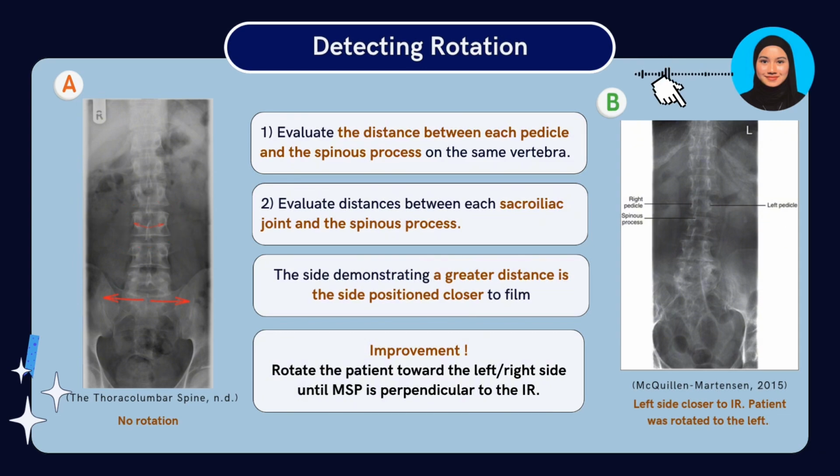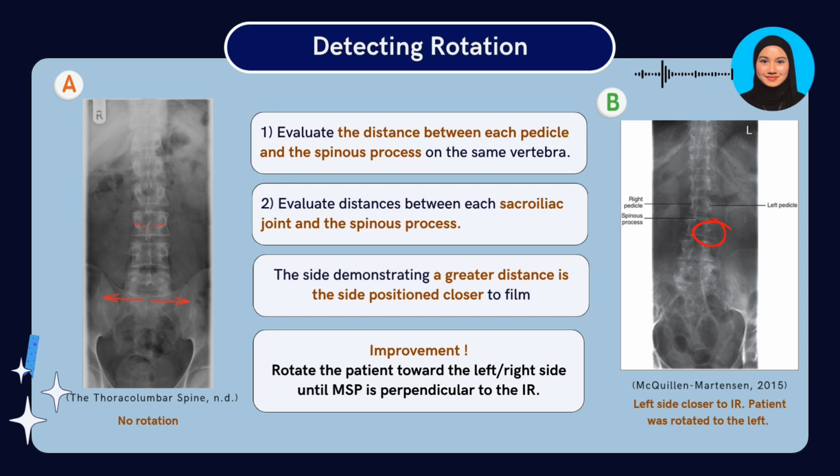Now, let's take a look at radiograph B. In this image, we can clearly observe the rotation. The distance between the left pedicle and the spinous process is greater compared to the right side, indicating that the left side was closer to the form. This also indicates the patient was rotated to the left.